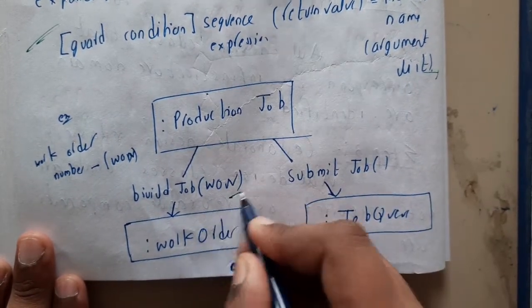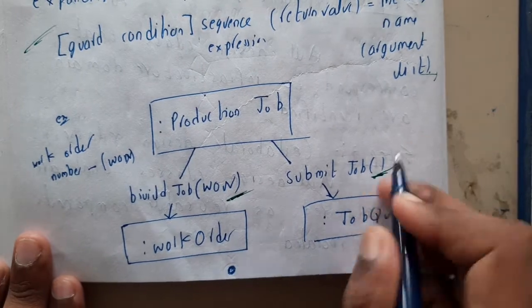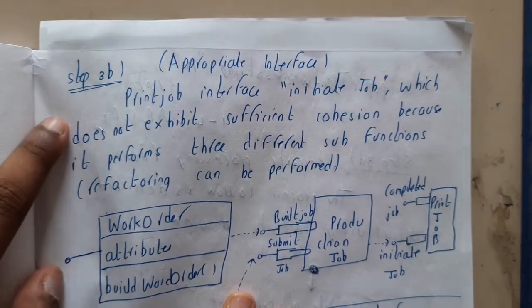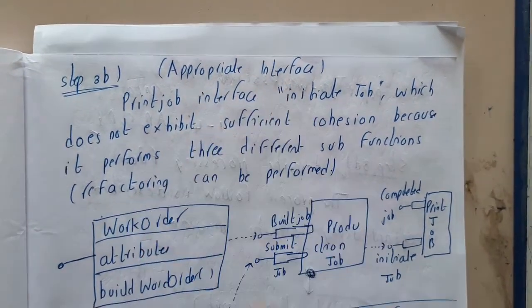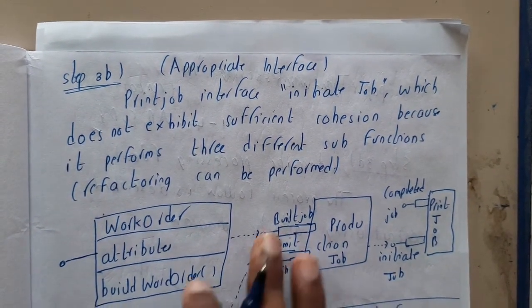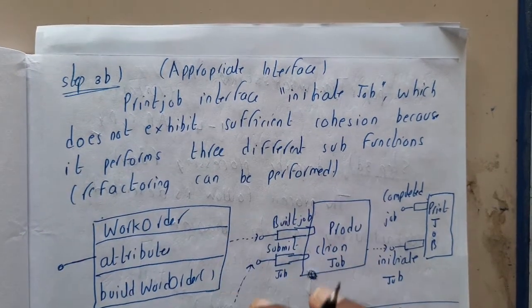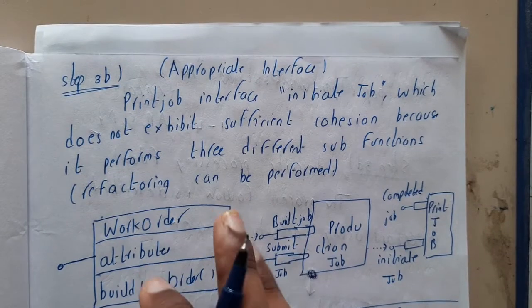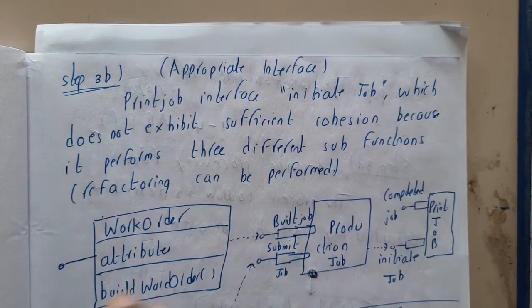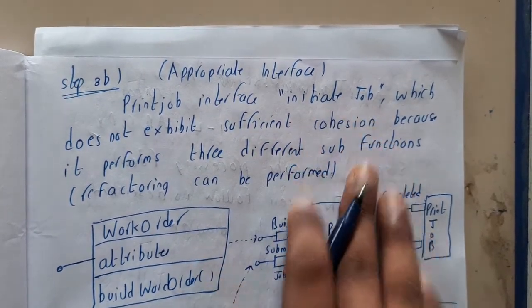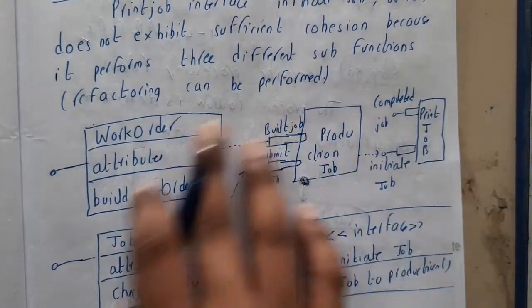Here, if you observe, I am mentioning everything on these arrows, right? This kind of diagram is called a collaboration diagram. Similarly in 3b, that is the appropriate interface. Now you will be adding an interface into your design, guys. Basically, an interface acts as an interface between two or more components. It acts as a medium or a broker, you can say. Okay, so print job interface, initiate job.